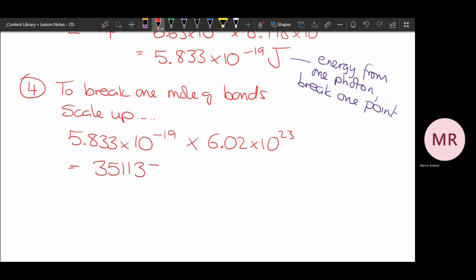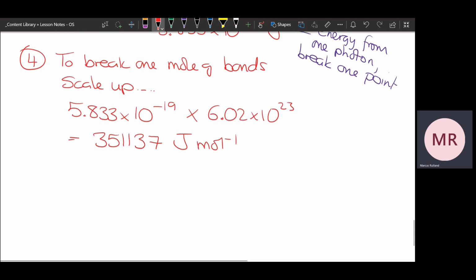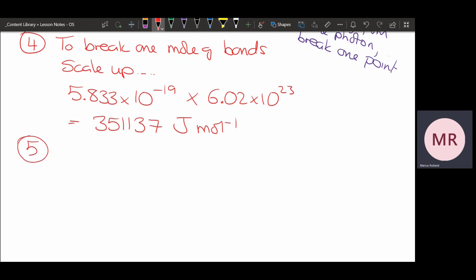So what have we worked out there? We had an amount in joules to break one bond, and we've scaled up to break a whole mole of bonds. So this is still an energy in joules. We haven't changed that. But this is to break a mole. So it's the joules per mole. And then finally, the standard thing to report enthalpy change of any kind in is kilojoules per mole. So we're going to convert to kilojoules. Okay, so there's 1,000 joules in a kilojoule. So we're going from the 1,000 down to the 1. So we're dividing by 1,000.